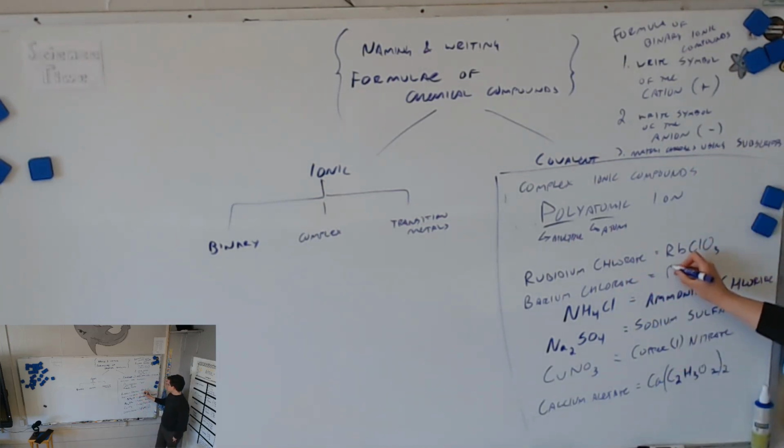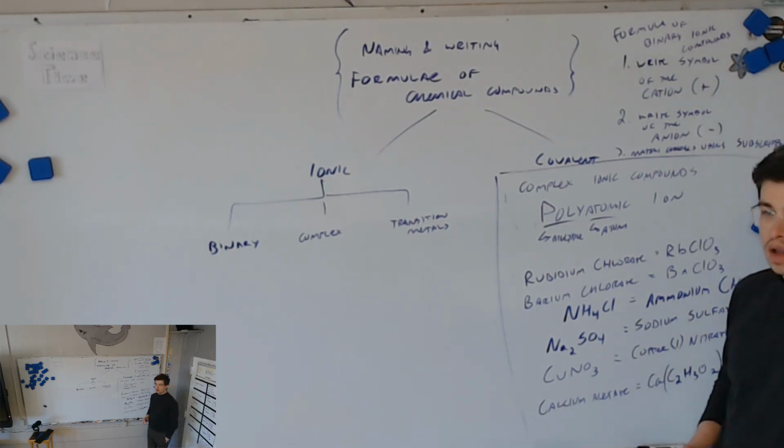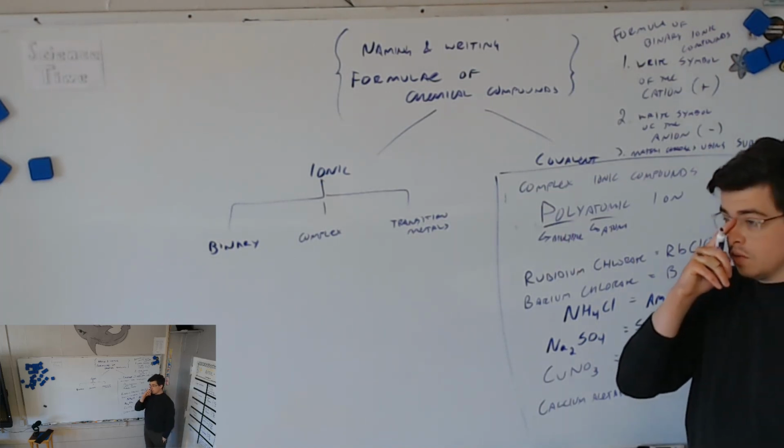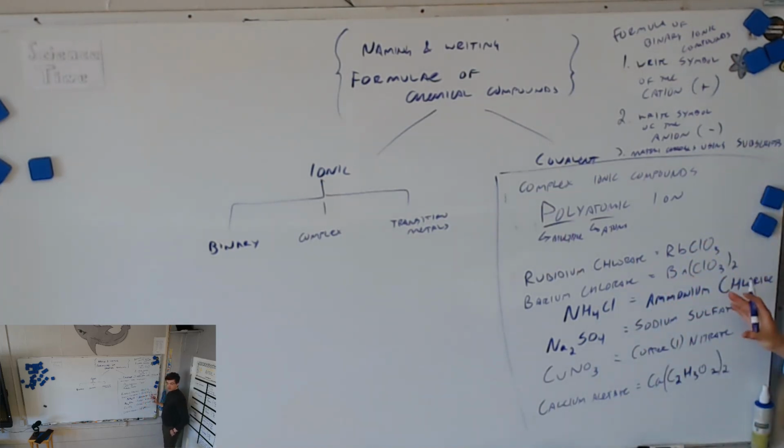So barium is Ba. Chlorate, we already just talked about, ClO3. What's the charge on the barium? 2 plus. So what do I need to do with my chlorate? Double it. So I have to put it in parentheses and then put a 2 afterward. As we practice with these, I'm going to help you get through them more, but this is sufficient for the complex ones.